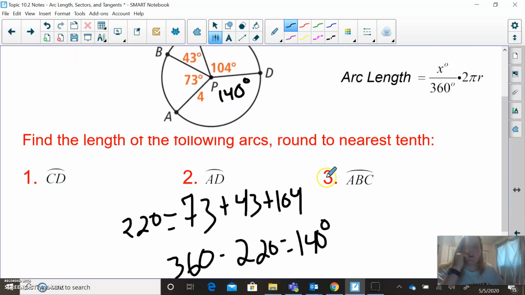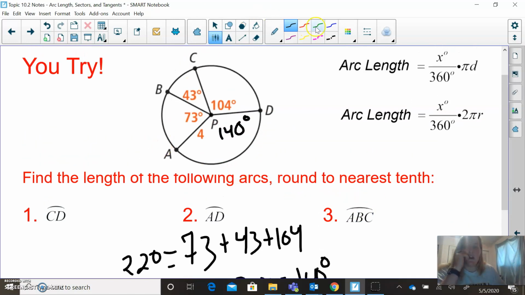Okay. Now with ABC, I'm going to mark it in green. ABC is this entire length. So you're going to have to add 73 and 43 before you can use the formula. Okay, guys, I expect to see the try it problems in your notes. Please make sure you box your answer. That way I can easily grade it. Thank you.